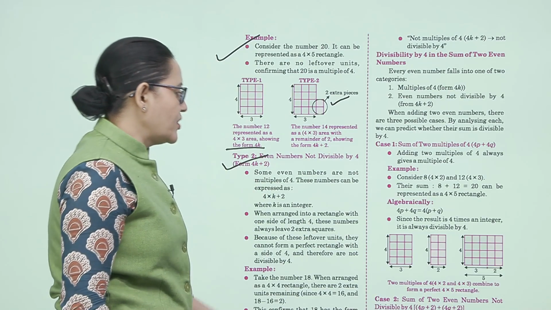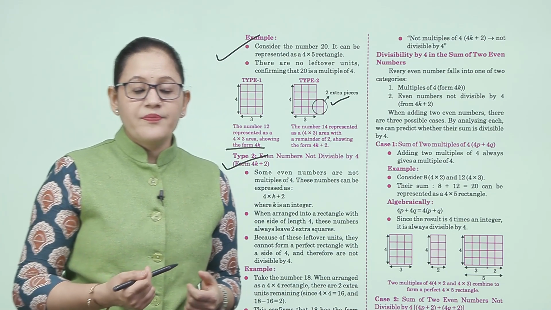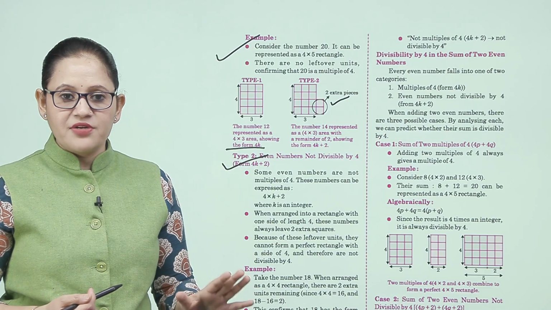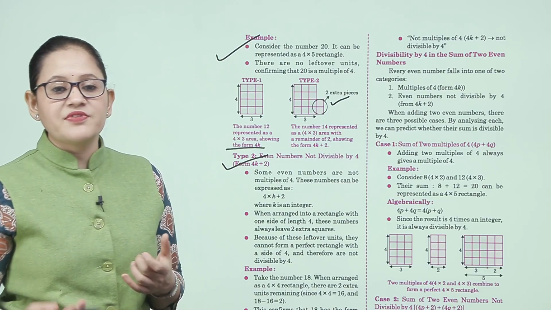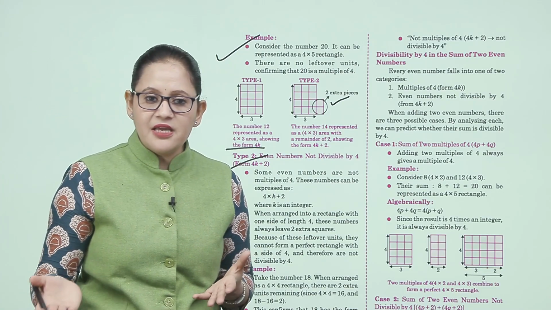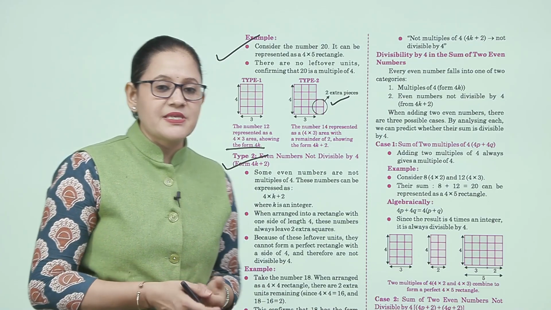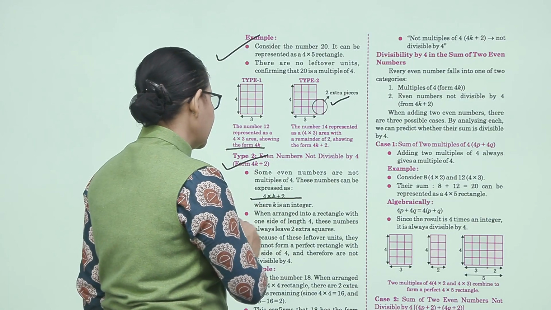Now type 2, even number not divisible by 4. So not all even numbers are divisible by 4. Some are not divisible. Here, in the form of 4k plus 2, some even numbers are not divisible, not a multiple of 4. These numbers can be expressed as 4 into k plus 2, where k is an integer.